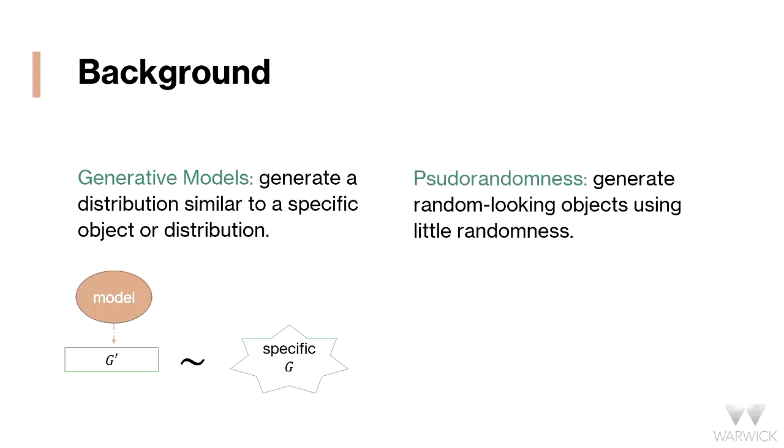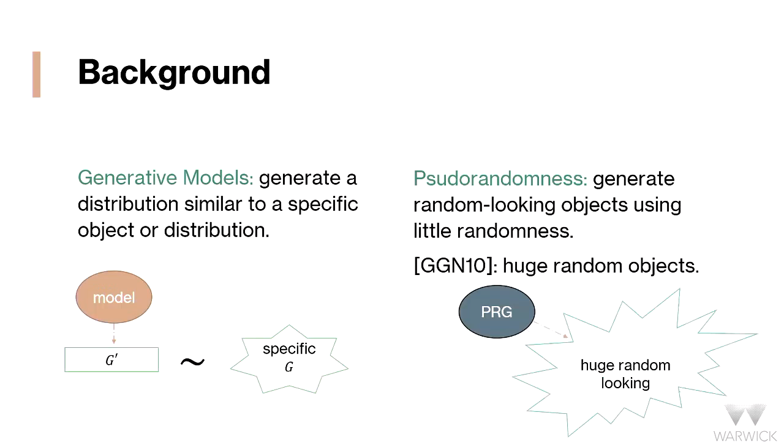Now, the setting of pseudo-randomness, which was discussed quite a lot in this conference, we're trying to generate an object that seems like it is random by using a little bit of randomness. So if we think about our object as a graph, then a random graph requires poly n random bits, and we might want to use only polylog n random bits and output a graph which seems like it is random.